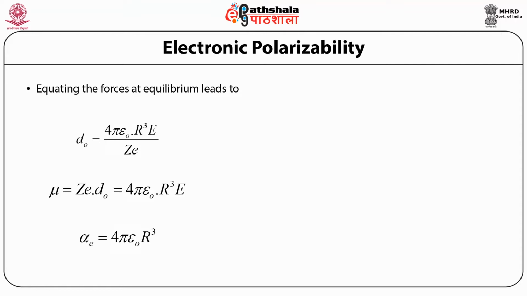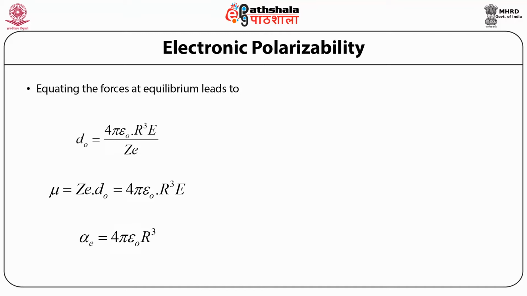So if the dipole density was n, the polarization can also be calculated, and it is given as P is equal to 4 pi epsilon naught n r cube E. So the equations for the electronic susceptibility and electronic polarizability become: the electronic susceptibility is 4 pi n r cube, and the electronic polarizability is 4 pi epsilon naught r cube.